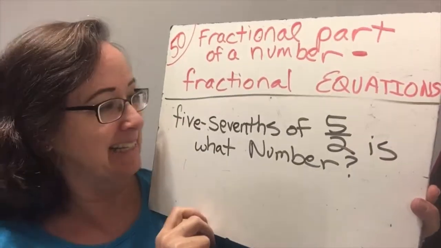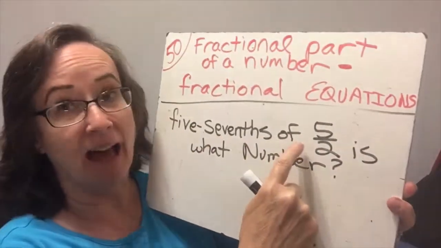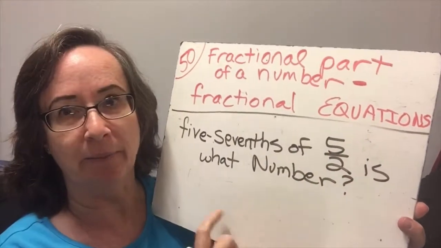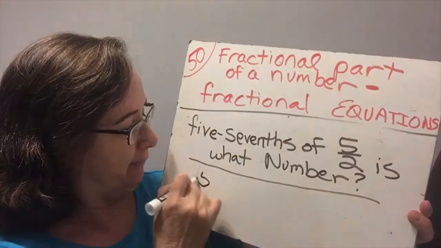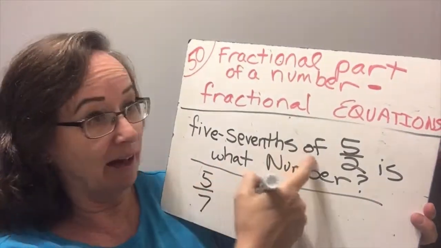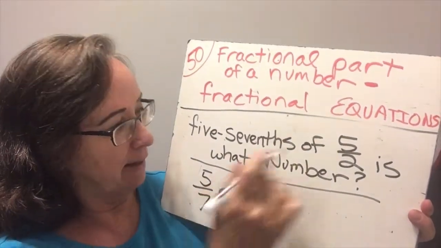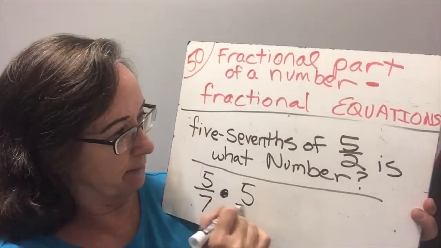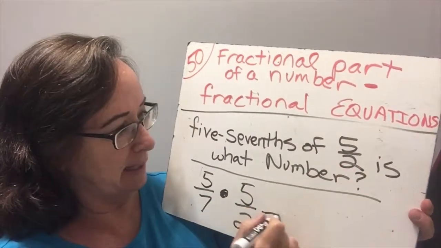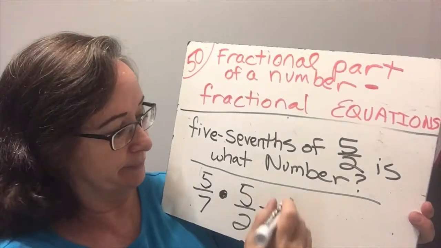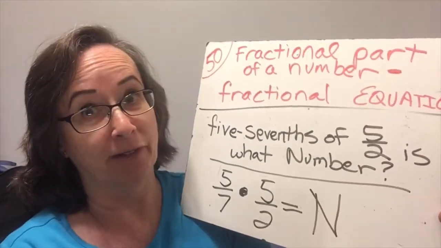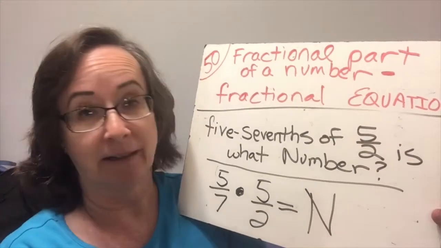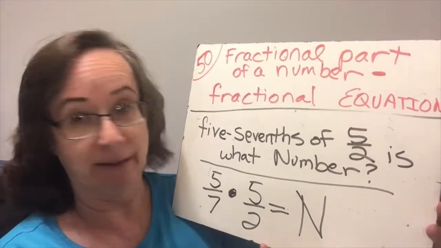Here's our last example. 5/7 of 5/2 is what number? Okay, so let's make it into a nice equation here. 5/7 of will become a times. 5/2, we write down, is becomes an equal. What number? We could call it n. It might be a fraction, but it doesn't hurt if it's n or f. It doesn't matter the way you solve it.